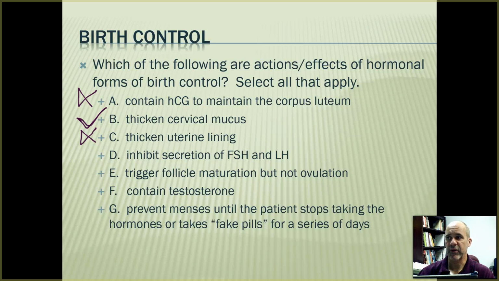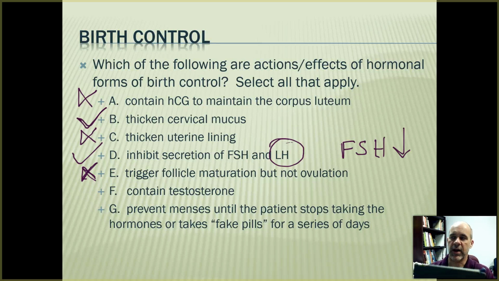Do they inhibit secretion of FSH and LH? I hope so, because that's really the whole point. You don't want LH over here triggering ovulation. Do they trigger follicle maturation but not ovulation? No, they don't. Your FSH and your LH are suppressed due to negative feedback by those hormones. And so if your FSH is down, you're not going to have maturation of a follicle.